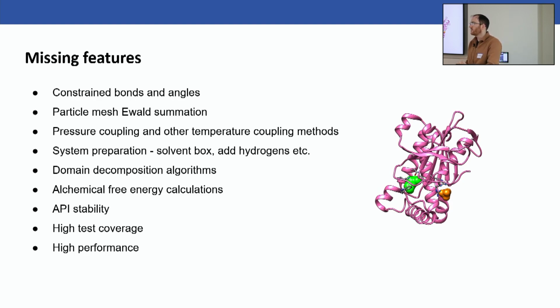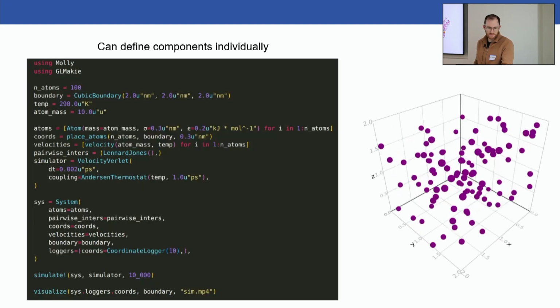Various other things. It's not API stable yet, so things will change. And yeah, we're missing high test coverage, and we're missing extremely high performance, which I'll come on to later.